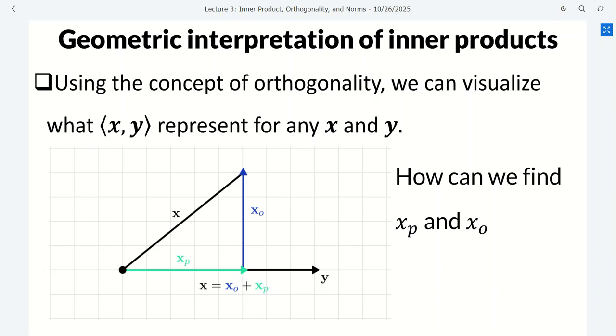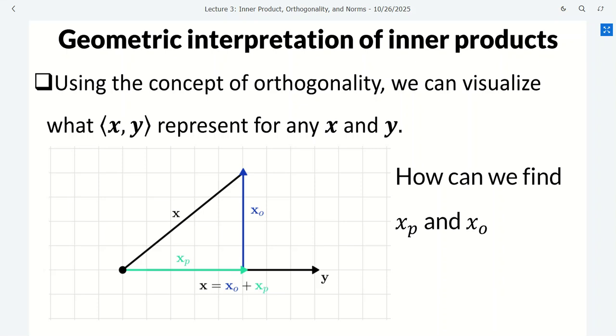The next thing we want to talk about is the geometric interpretation of inner product. This is what we need to understand why inner product is very, very important. So you have a vector x heading in this direction. Now there's another vector y in this direction. We want to find a way to project x onto y.